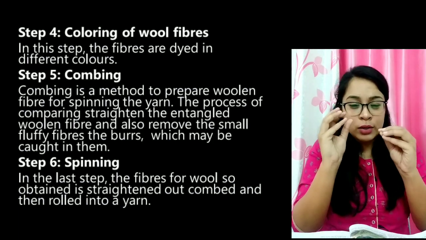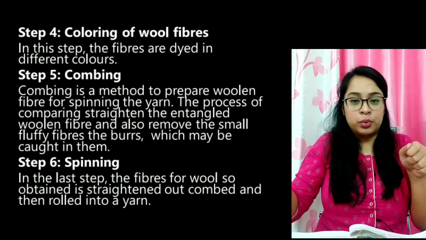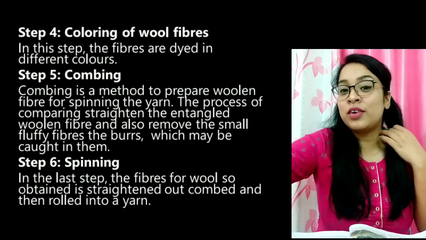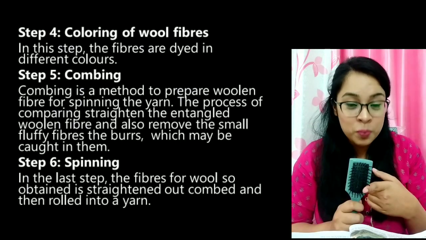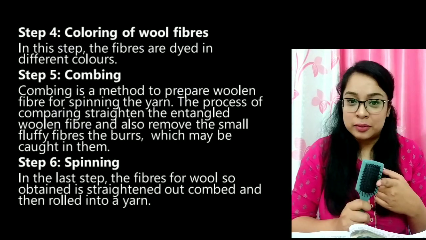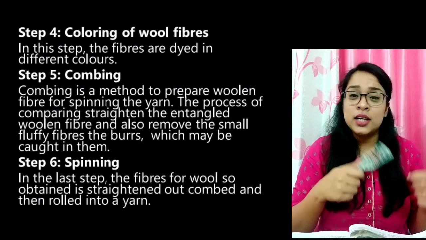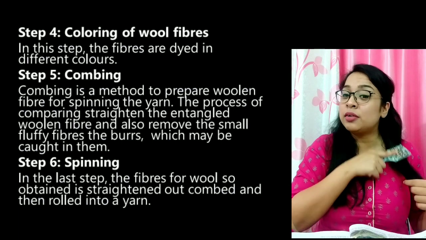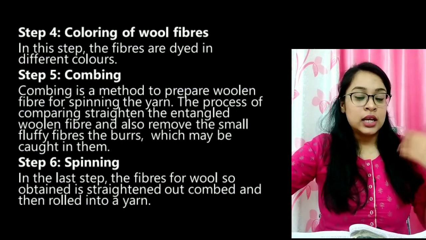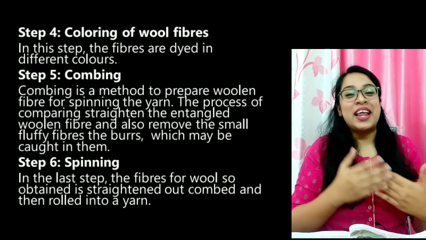Like that, the fluffy fibers are called burrs. They need to remove those burrs. The same way we comb our hair, they also have a comb made of metal. As I'm combing my hair, they are combing the fibers and untangling them. If they are entangled, they make them straight, so that we can process them further.